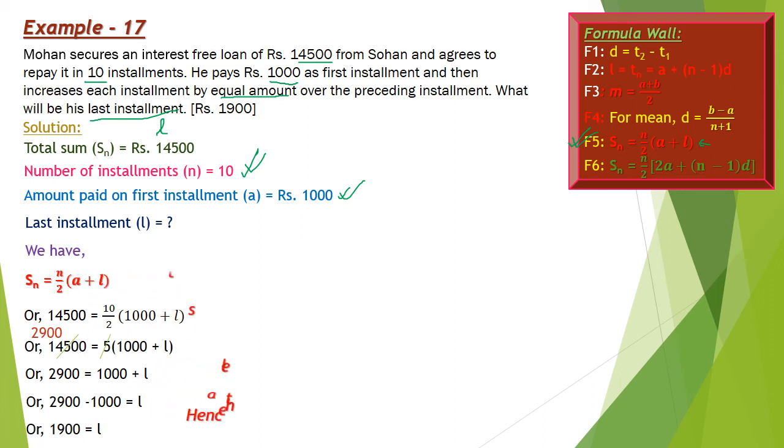Now we still have to do a few questions where we have to find the first installment and D also. We have to do two more questions related to finding the value of the first installment and the equal increment in every installment, the value of D, A and D. We haven't done this type of question. Now let's quickly move to another slide.